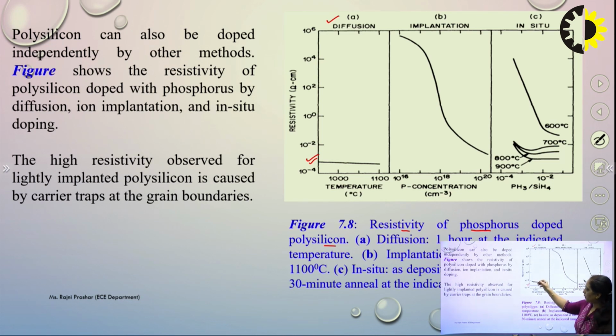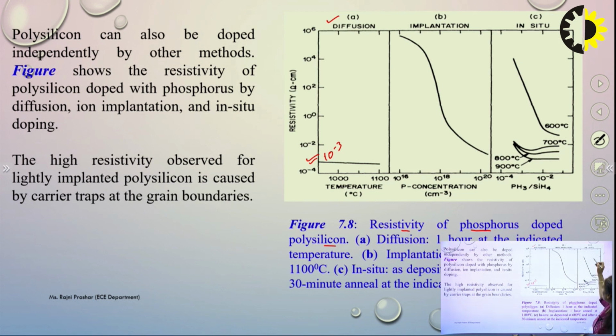It varies between 10 raised to the power minus 2 and 10 raised to the power minus 4, somewhere around 10 raised to the power minus 3. If the doping is done with the help of the ion implantation process, then with the variation in temperature, we can see that the resistivity decreases.